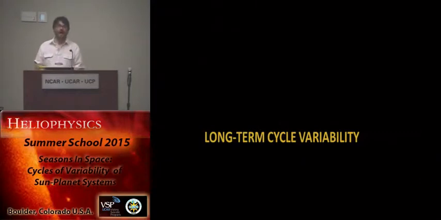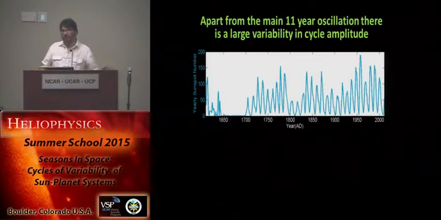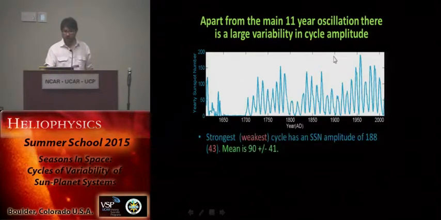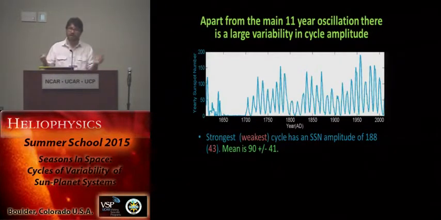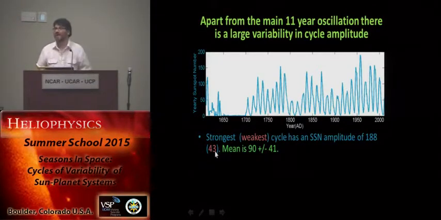So this takes me to the last section of this talk, which is long-term cycle variability. What does the cycle do when you think about it in hundreds or thousands of years, right? So apart from the main 11-year oscillation, there is a larger variability in cycle amplitude. So you can kind of trace a line that goes up and down. The strongest cycle has an amplitude of about 188 sunspots. This is a smoothed sunspot number. I don't want you to memorize this number. What I want you to compare is that the strongest cycle is 4 times larger than the weakest cycle, basically, right?